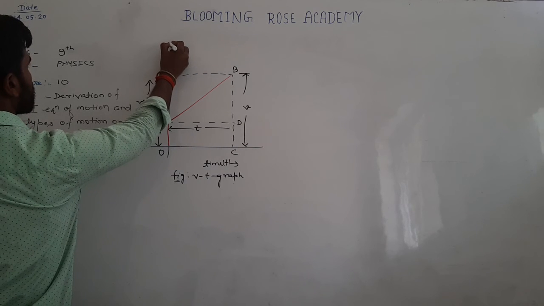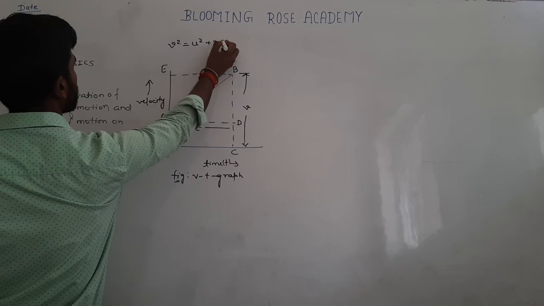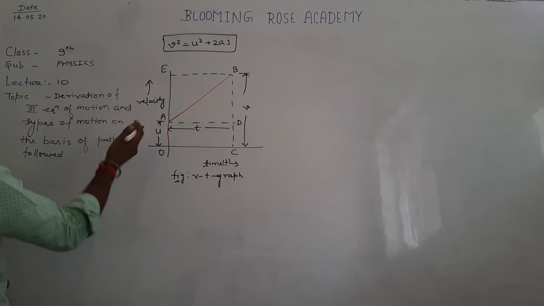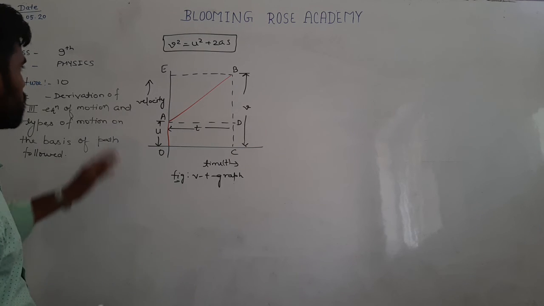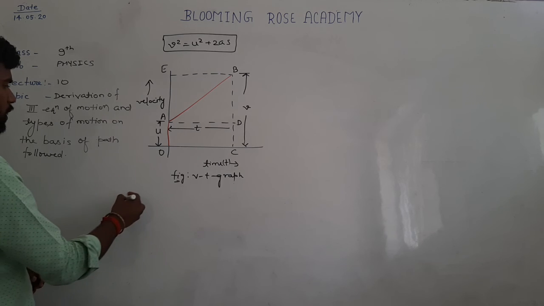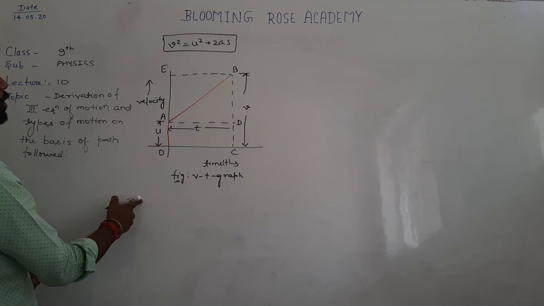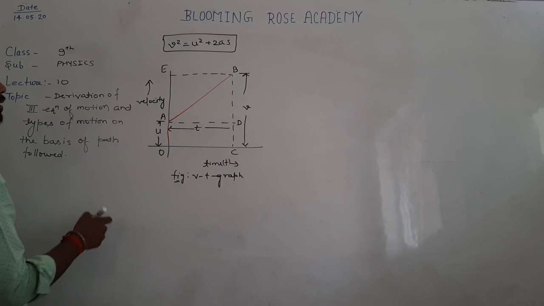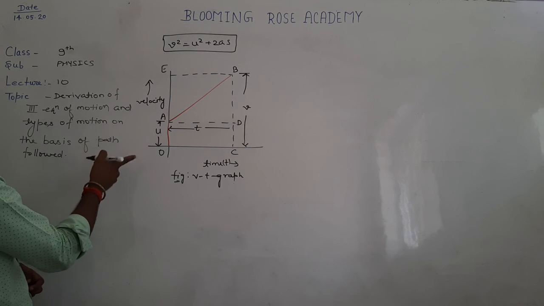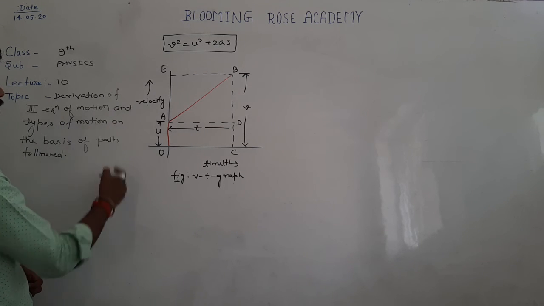This is the third equation of motion: v square equals u square plus 2as. It is the third equation of motion. So we have the same figure as in the previous lecture. Here we have to calculate displacement, or distance, as we did in the derivation of the first and second equations.